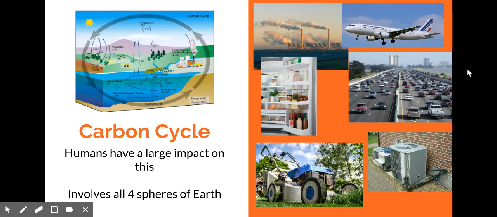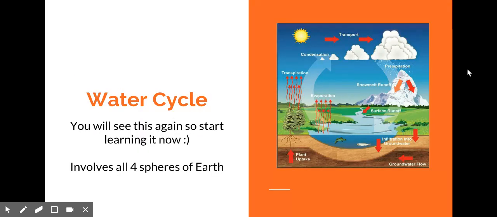The carbon cycle, of course, also involves all four spheres. It enters the oceans as a carbon sink, the soil, the atmosphere, and of course the biosphere, living things. We have a lot of carbon in living things. And of course, humans have a large impact on this. You'll notice I've got some awesome pictures of how humans impact the carbon cycle here. And then, of course, the water cycle, which I'm hoping you've been learning for years now. But we're going to learn it again, perhaps in more detail, but we'll, again, come back to this later.